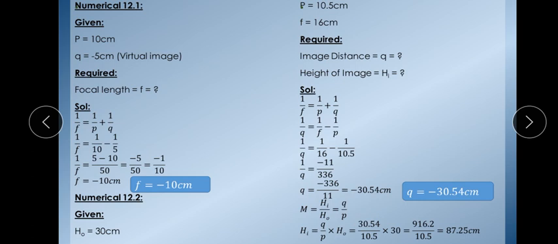So as we know, m is equal to h_i over h_o is equal to q by p. So for calculating h_i, it will become q by p multiplied by h_o. We will put the values 30.54 by 10.5 multiplied by 30. It will become 916.2 divided by 10.5 and is equal to 87.25 centimeter, which will be the height of image.